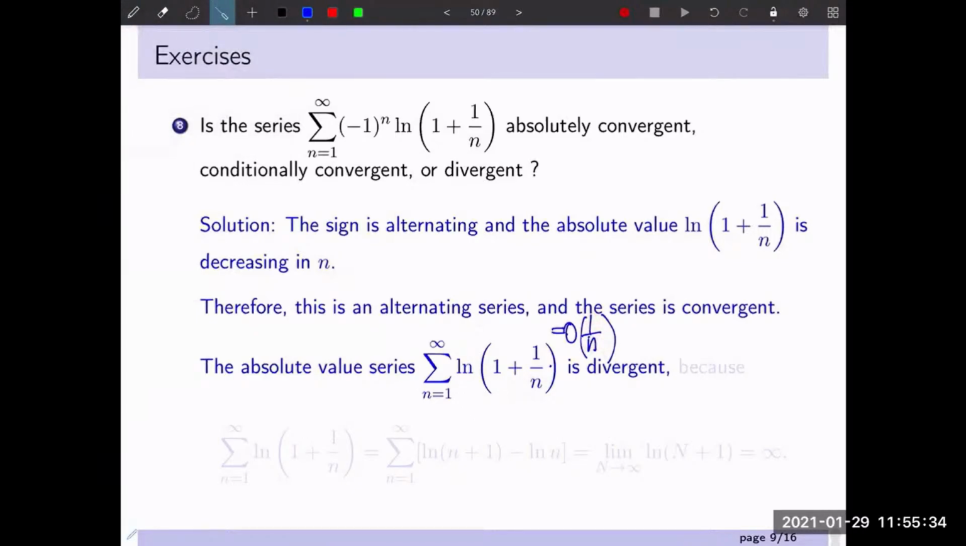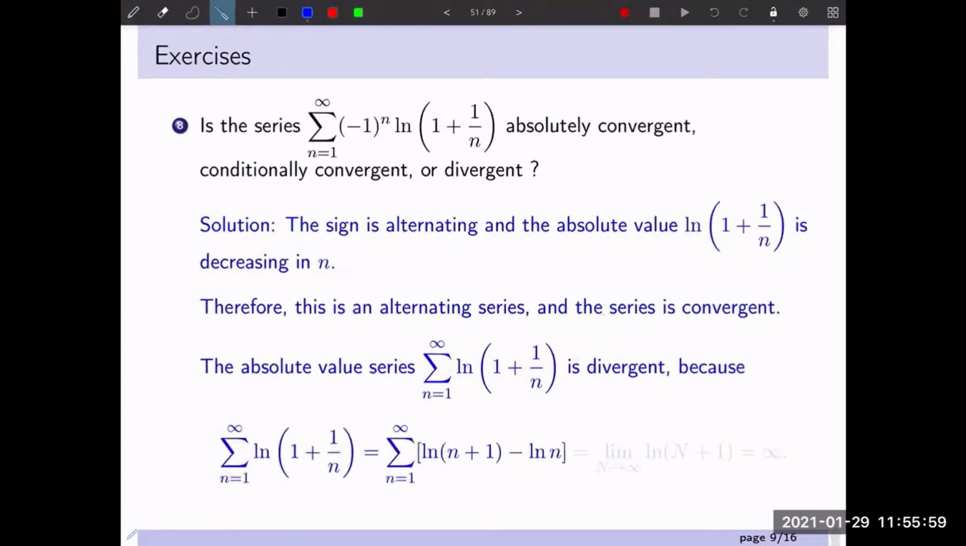Well, you know that the series of 1 over n is divergent because you can use the integral test. Integral of this function would be infinity, right? If you consider the integral of 1 over x, it gives you infinity. So the series of 1 over n is divergent. Therefore, this series is also divergent. Okay.